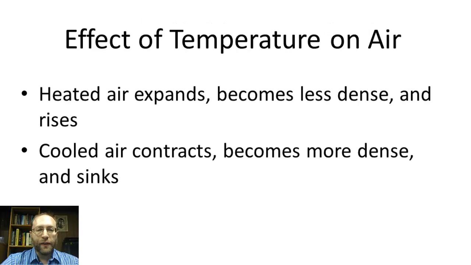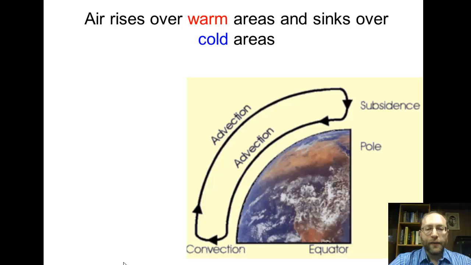So here we have it all written down for you: heated air expands. The reason why it expands is because it becomes less dense and it rises. Cooled air contracts, it becomes more dense and it sinks. And this is basically what you would imagine seeing. This makes a convection current.